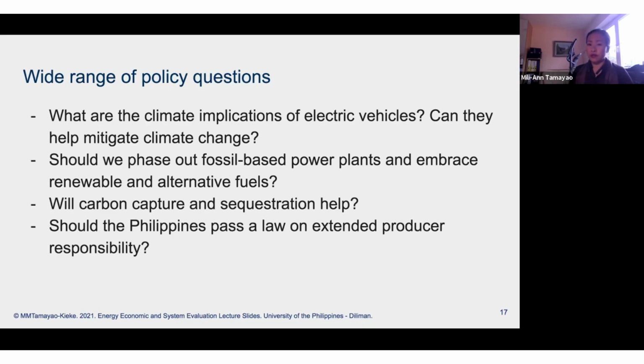Should we phase out fossil-based power plants and embrace renewable and alternative fuels entirely? Will carbon capture and sequestration help, for example, in mitigating climate change? And then, should the Philippines pass a law on extended producer responsibility? So these are policy questions that can actually be helped. Answering these policy questions can be done with the use of life cycle analysis.